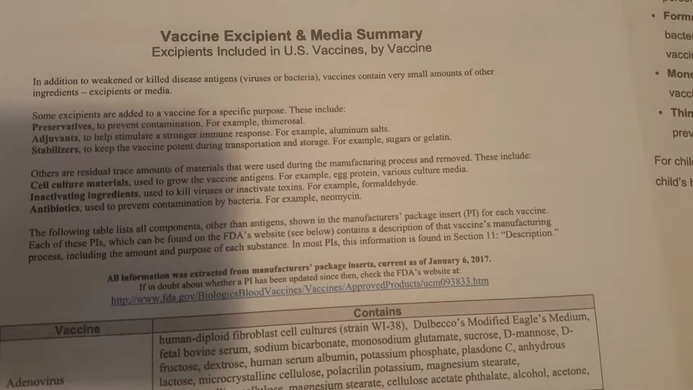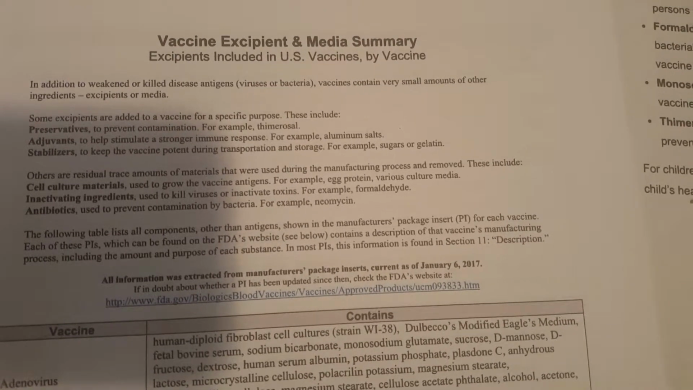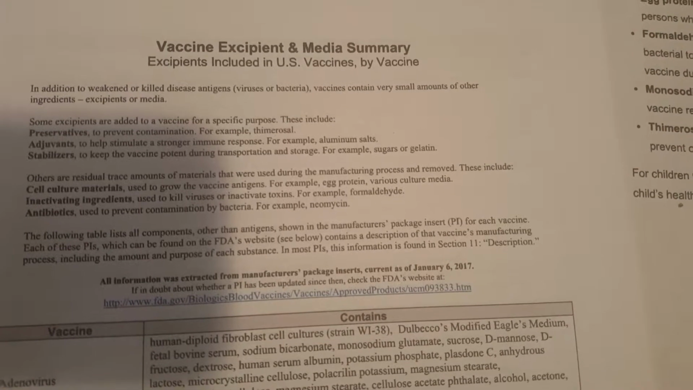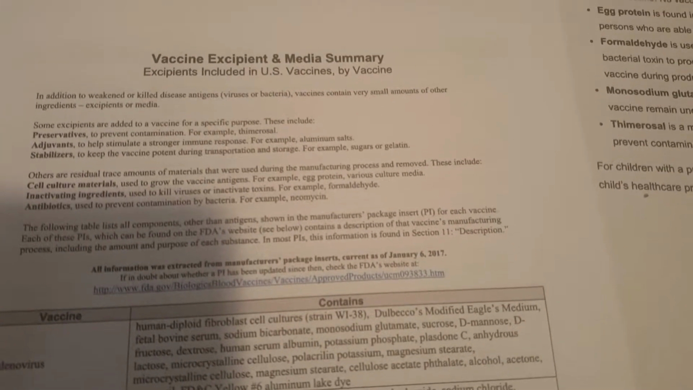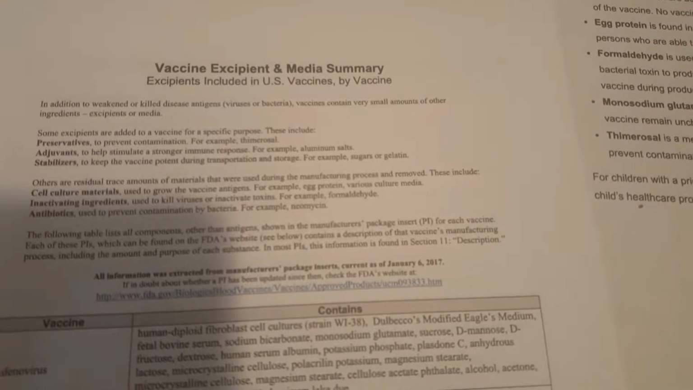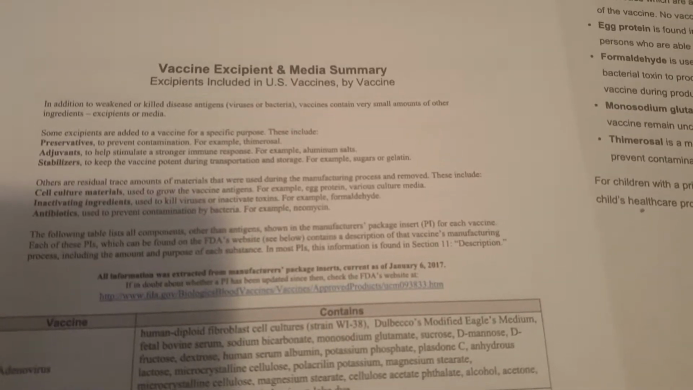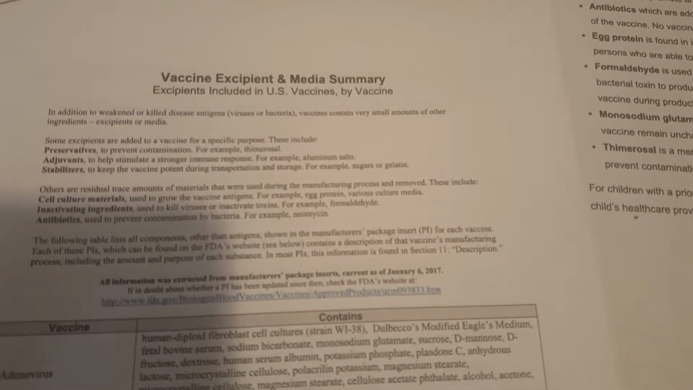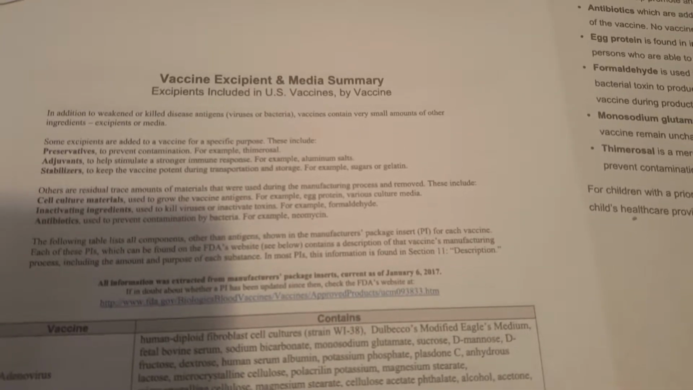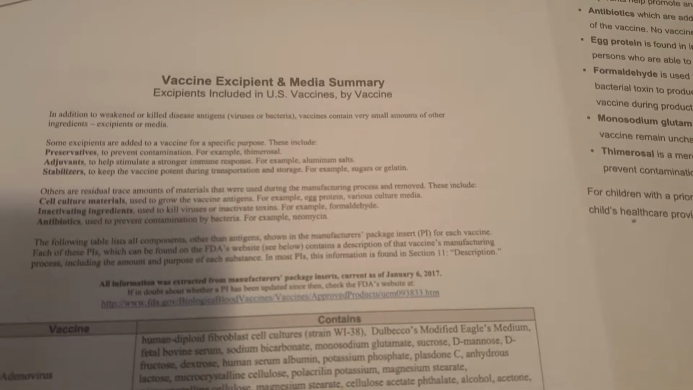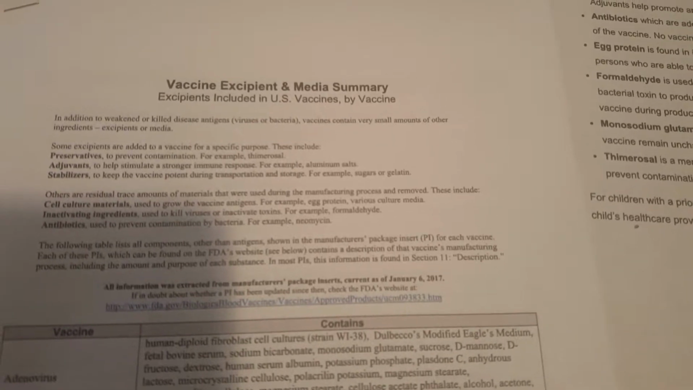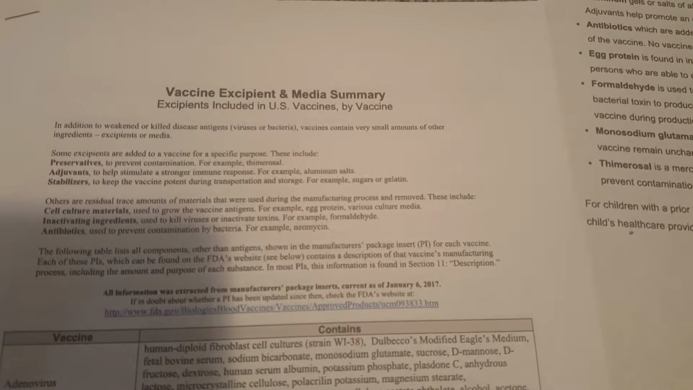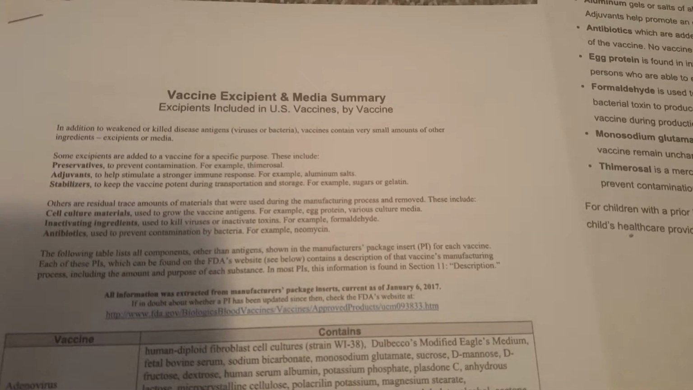In addition to weakened or killed diseases, antigens, viruses, or bacteria, vaccines contain very small amounts of other ingredients. Some excipients are added to a vaccine for a specific purpose. These include preservatives, which is to prevent contamination, for example, thimerosal. Adjuvants, to help stimulate a stronger immune response, for example, aluminum salts. Stabilizers, to keep the vaccine potent during transportation and storage, for example, sugars or gelatin.